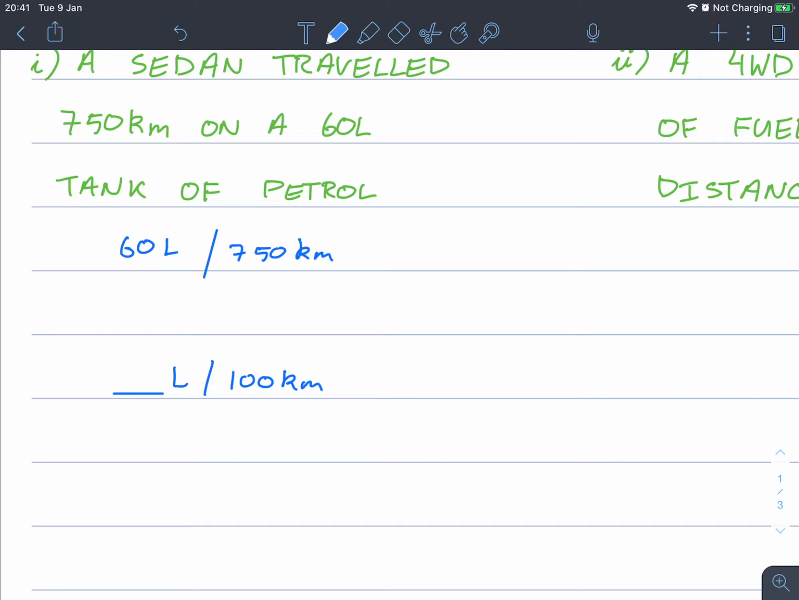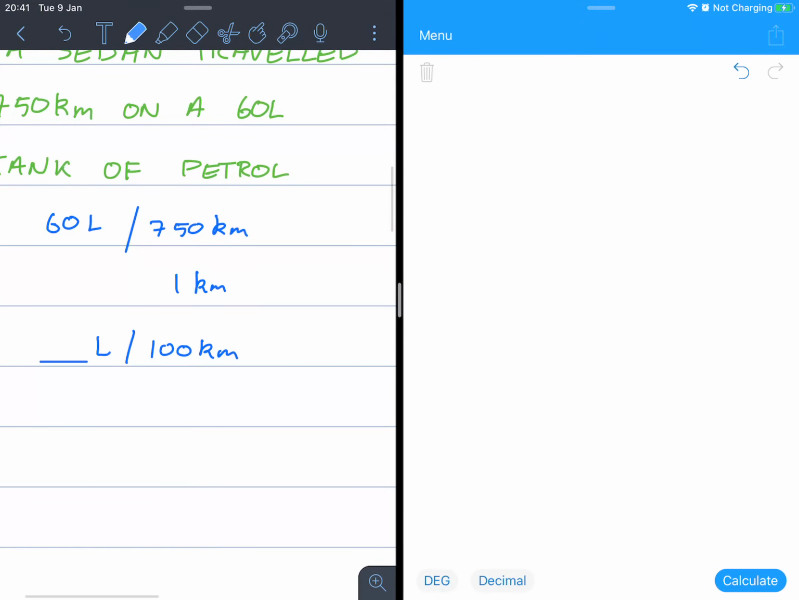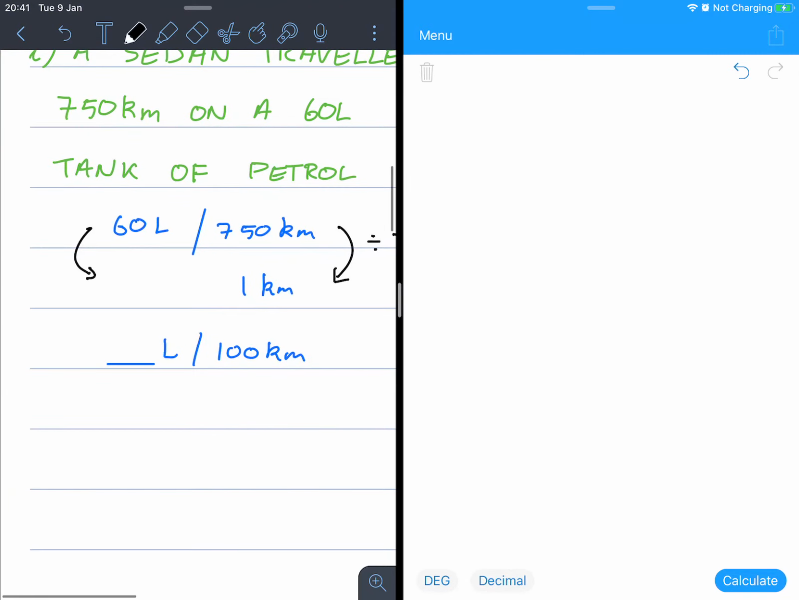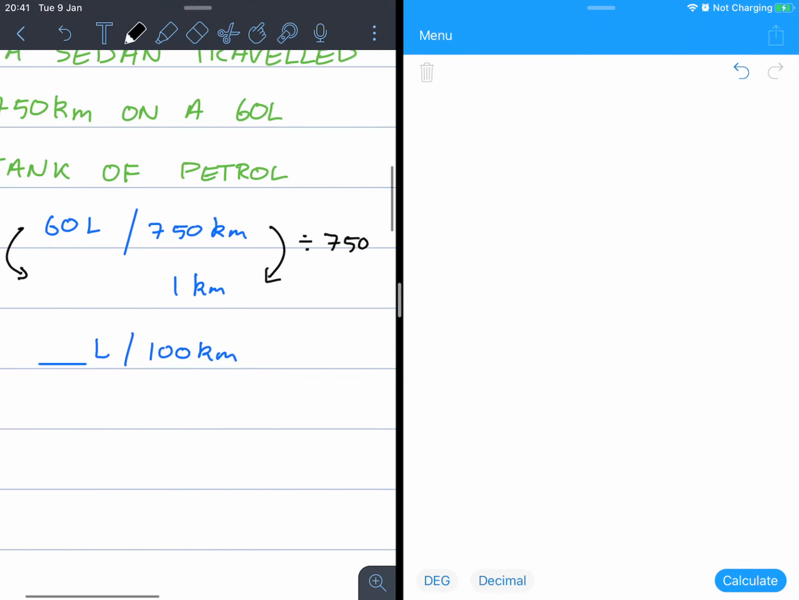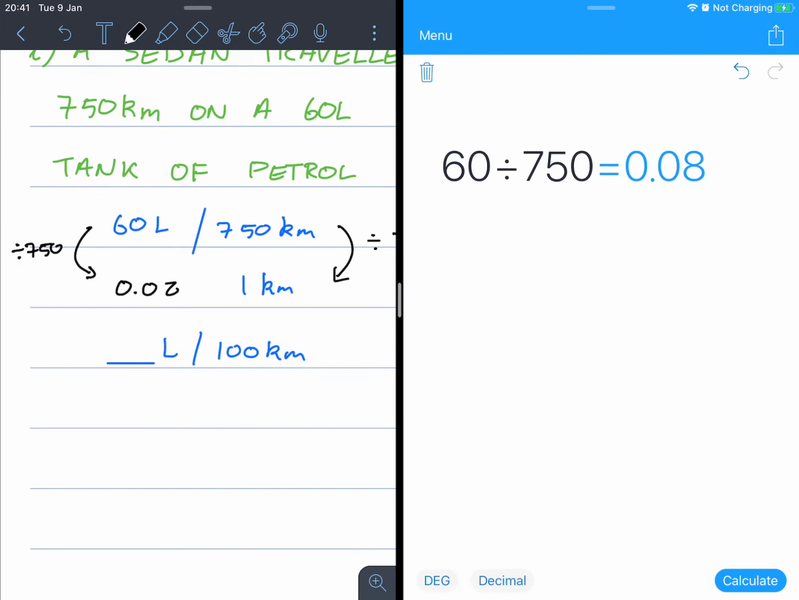For this, I'm just going to use the unitary rate, meaning I'm going to find 1 kilometer first and then multiply by 100. In order to do this, we're going to first bring ourselves down to 1. We do this by dividing this amount by the same number, 750, and we're going to divide this side by the same amount as well, so divide by 750. So 60 divided by 750 is equal to 0.08 liters per 1 kilometer.